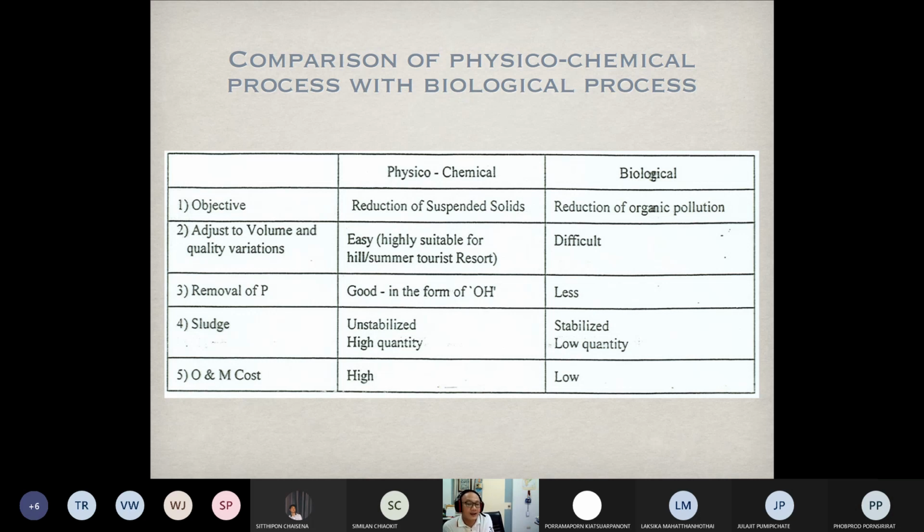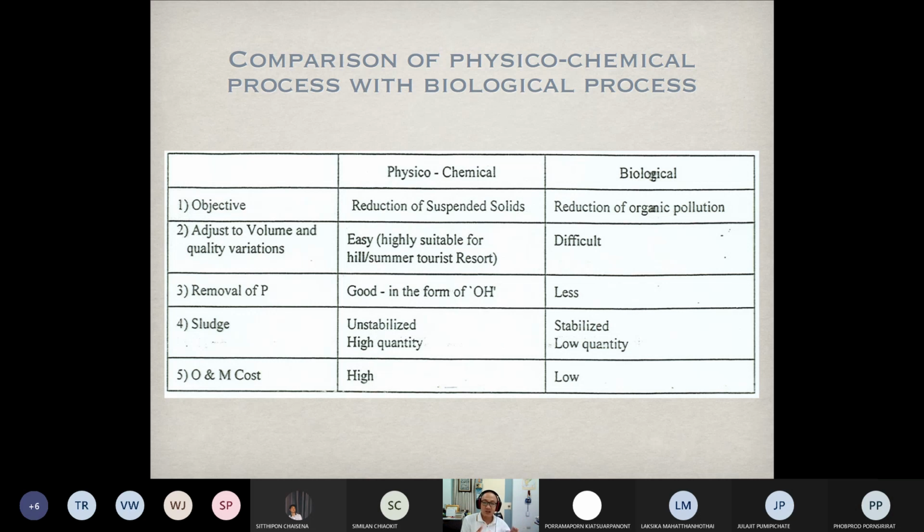So these are the processes we normally do. It's a combination of chemical and physical processes. That is why we call it the physical chemical process. So the objective of this process is mainly to remove the suspended solids. And as we apply the chemicals, in terms of the volume variation, sometimes the flow is high, sometimes the flow is low, or the quality varies.